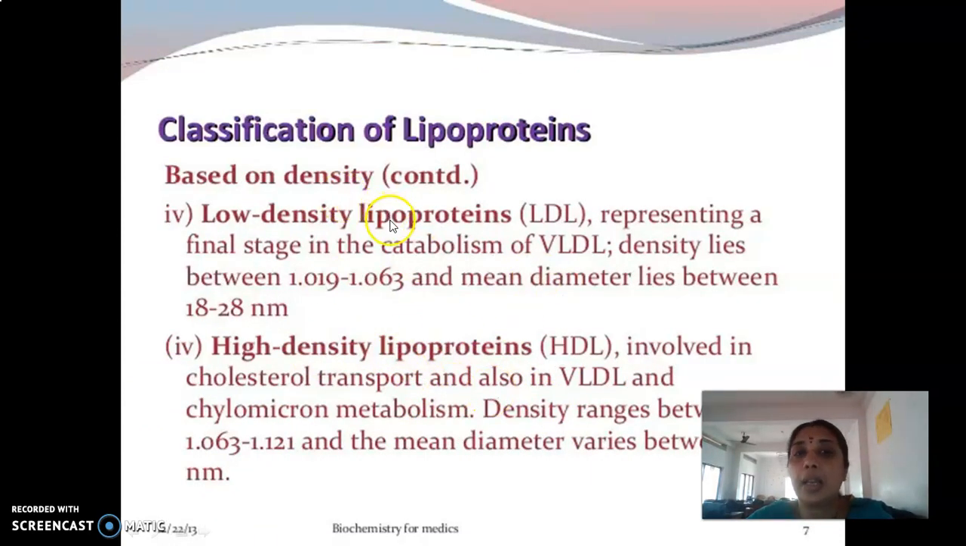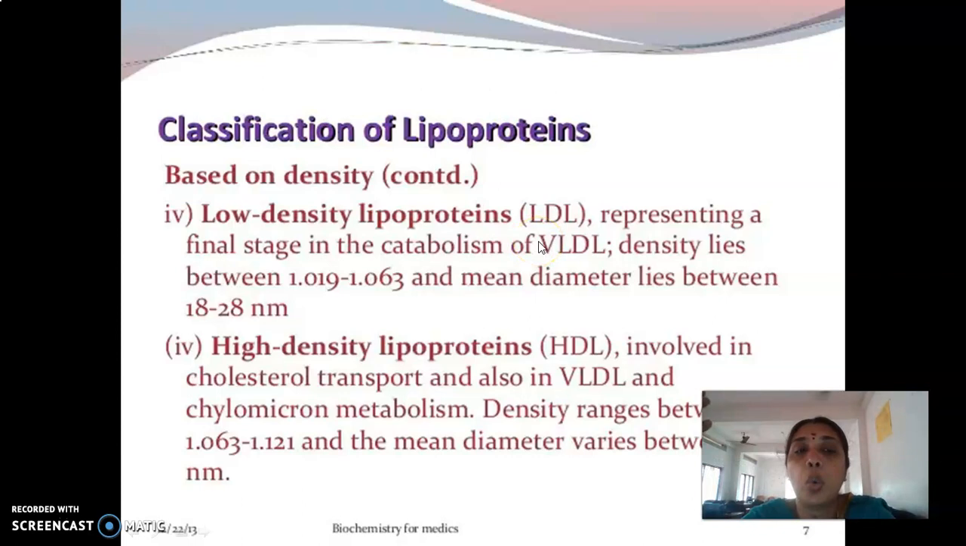Then comes LDL, low density lipoprotein. It is also known as bad cholesterol because the function of LDL is to transport fat from the liver to peripheral tissues, or extrahepatic tissues. Clear? And it is synthesized again: the final stage of catabolism of VLDL ends up with the formation of LDL. So VLDL goes on undergoing catabolism.